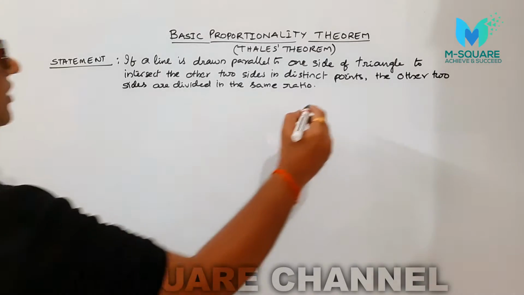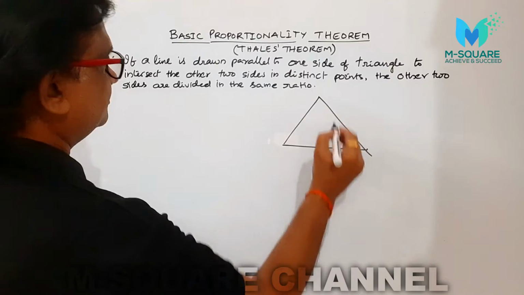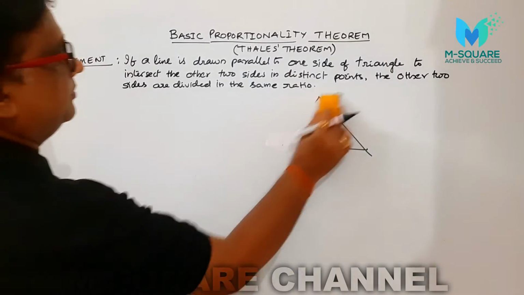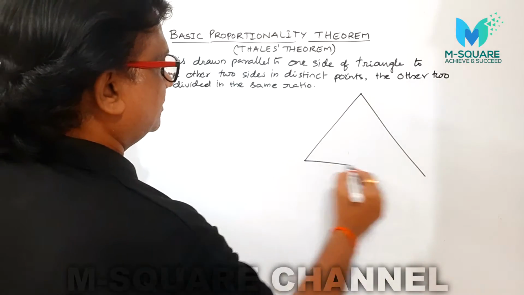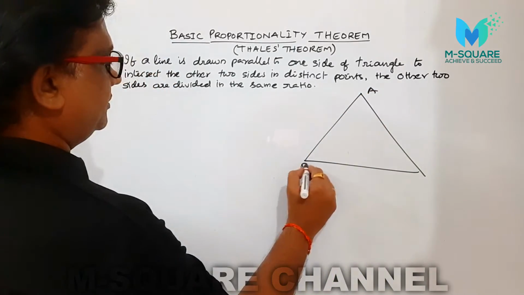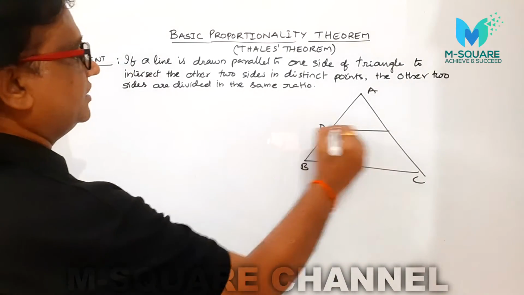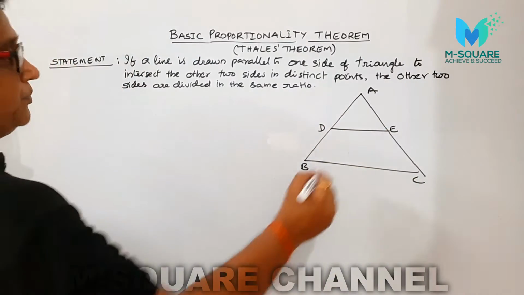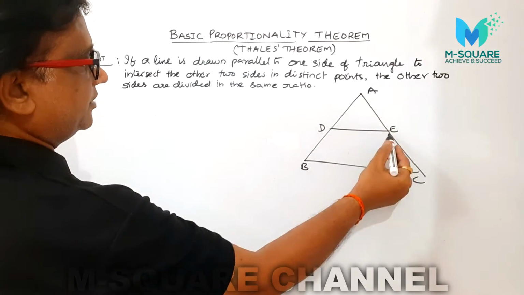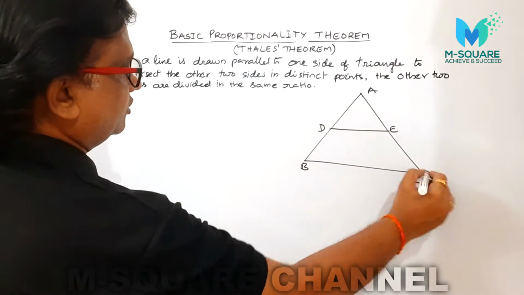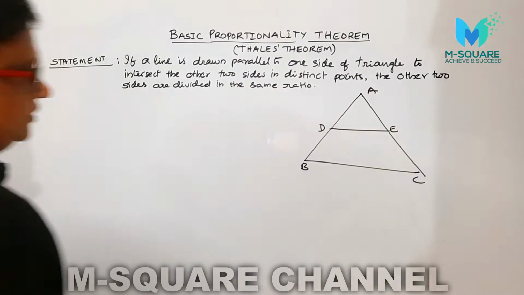Please see. First you draw a triangle. I want to draw a big triangle so you can understand. A, B, C, and DE is parallel to BC. We are going to prove that AD by DB equals AE by EC.